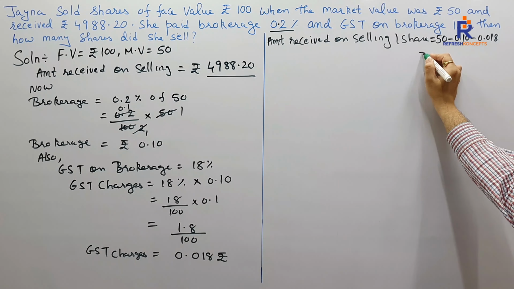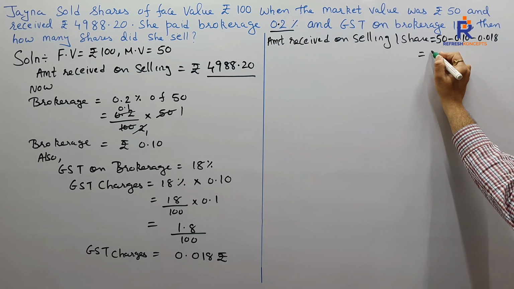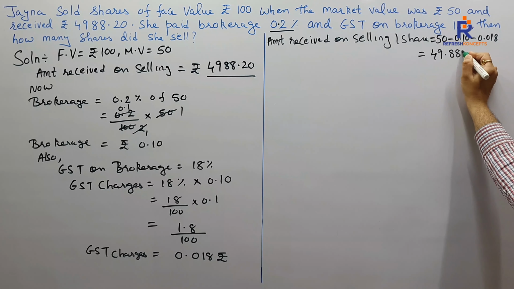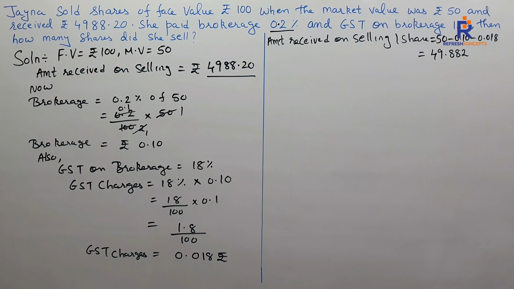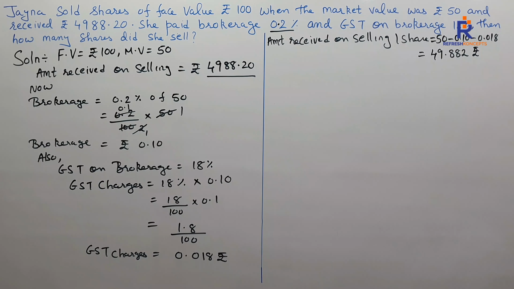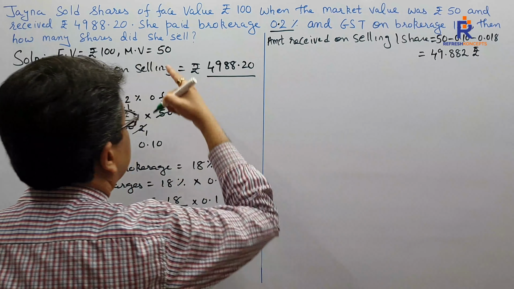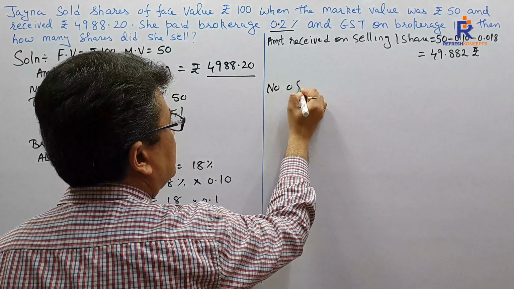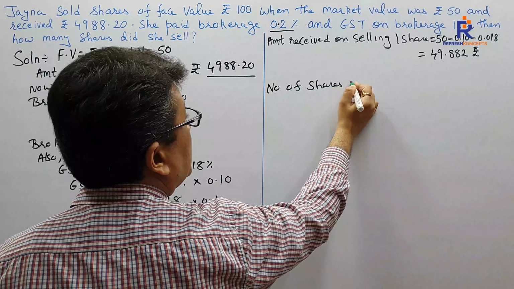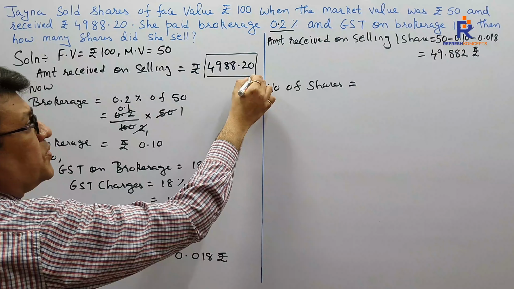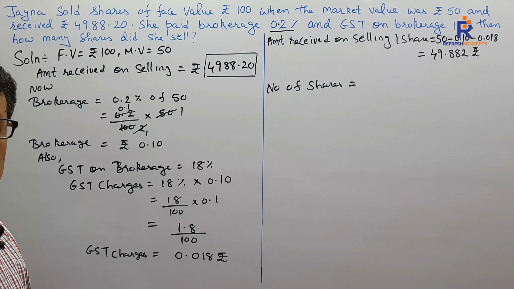Children, how much is 50 minus 0.10 minus 0.018? It is 49.882. So she receives, after selling one share, 49.882 rupees. What is our question? Our question is, how many shares did she sell off? So can I say the number of shares which she sold off is the amount received upon amount received on one share.